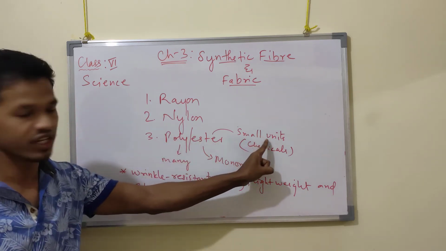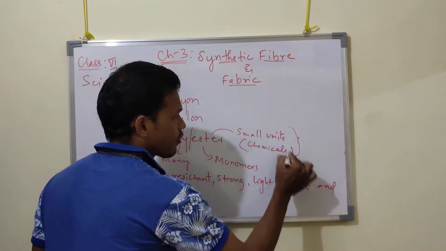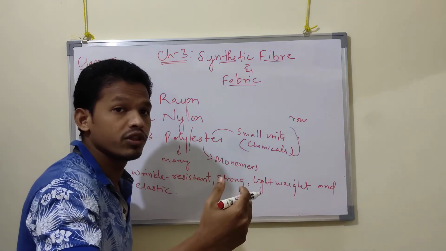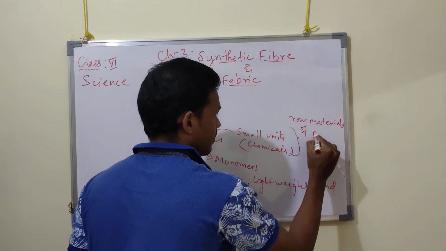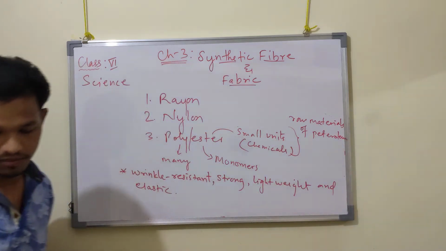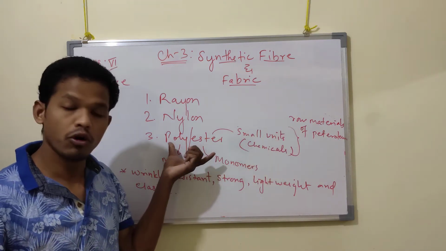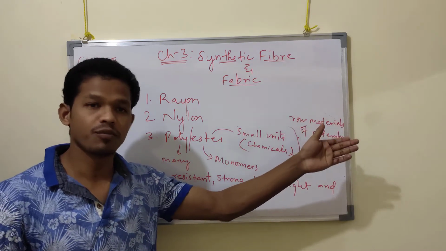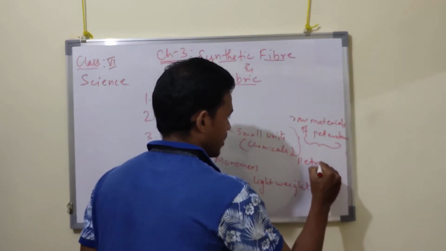Polyester is made from ester units. Ester is the chemical which is used. These polyesters are made in the industries by processing raw materials from petroleum products. The raw materials used in making polyester are known as petrochemicals.